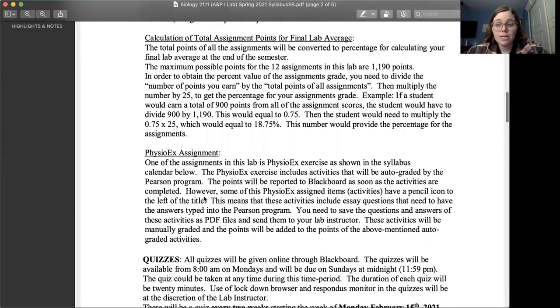One of your assignments, just one of them, is a physio exercise assignment. This one is a little different in that it's more of an activity. It has some short answers to it. And the reason that we bring it up is that I do not have access to go into Pearson. It's kind of frustrating, but I cannot view what you wrote as a short answer after you submit it. I don't know how to grade it. Pearson won't grade it because it's a short answer, not multiple choice.